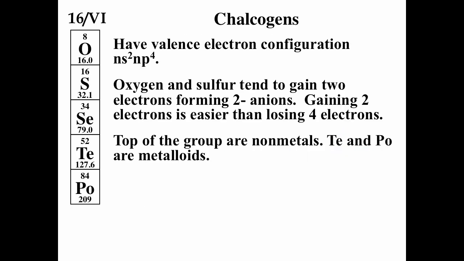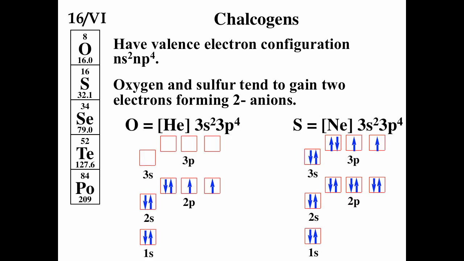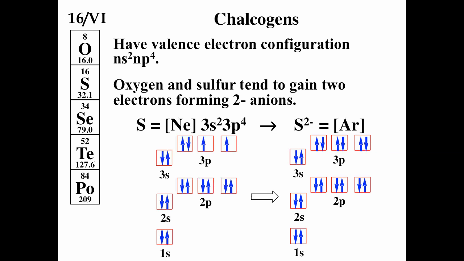Now the chalcogens, again, you start with nonmetals on top, and then you go to metalloids. And so as a column, they don't really behave too much alike. They all do have the valence electron configuration of ns2 np4. Oxygen and sulfur tend to gain 2 electrons, forming 2- ions. And sulfur, if it gains 2 electrons, gets the electron configuration of argon.